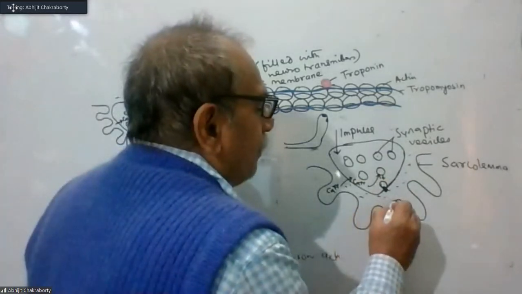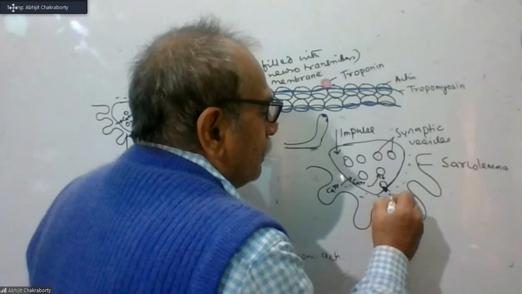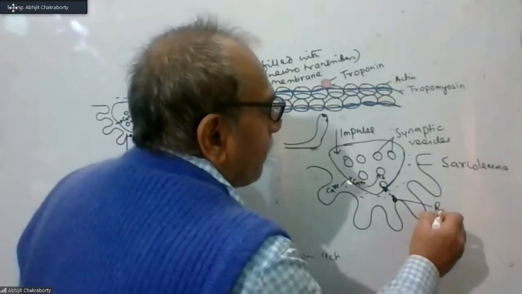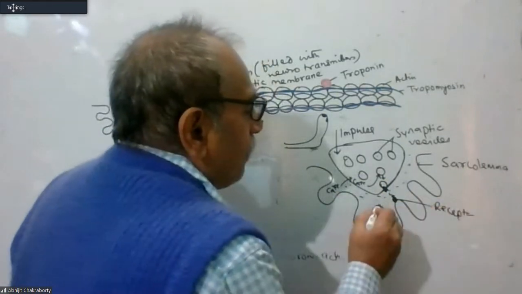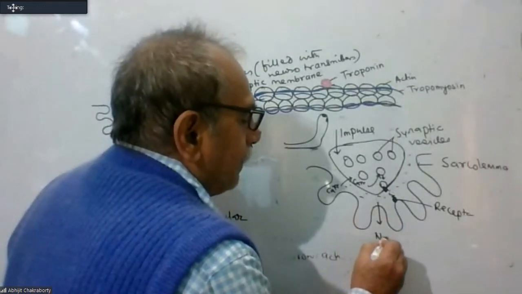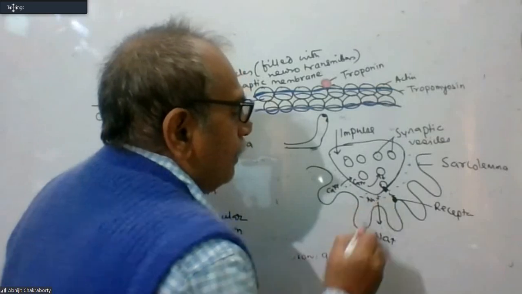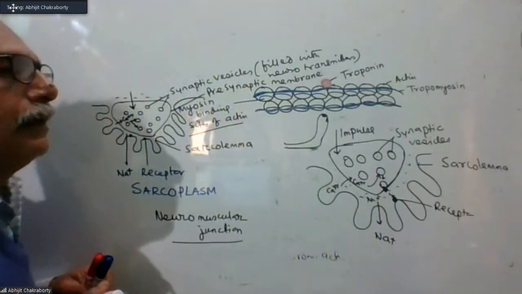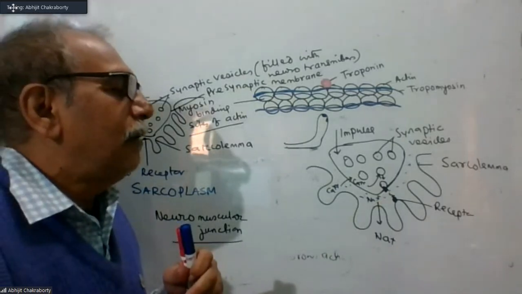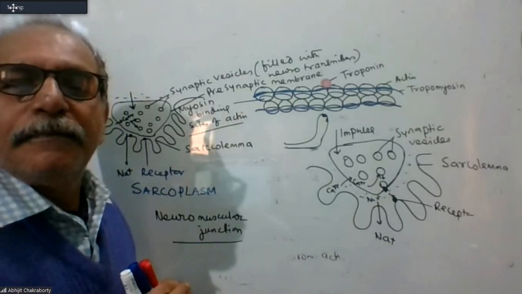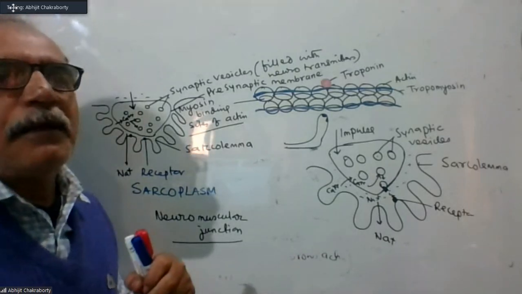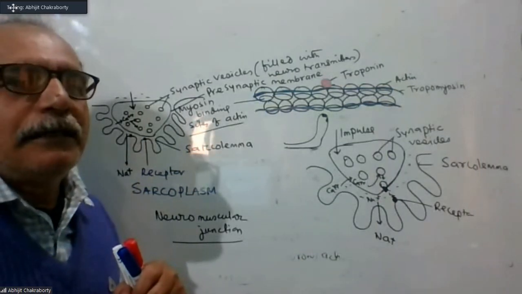This neurotransmitter in turn will bind to the receptor. This is the receptor. As soon as neurotransmitter binds to the receptor, permeability of the sarcolemma changes. Now sodium ion enters, so that gradually a gradient is developed. And once the gradient is developed, you can say that nerve impulse is carried from nerve side to the muscle side. Is it clear? How impulse is propagated from nerve side to the muscle side through neuromuscular junction?